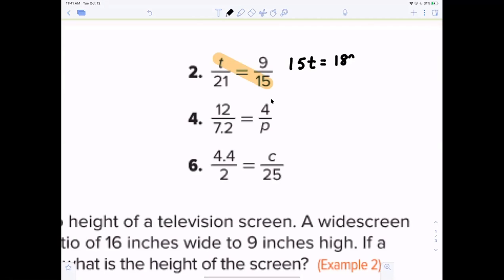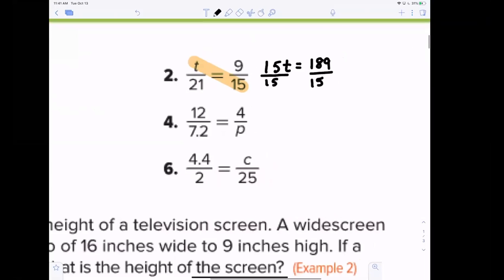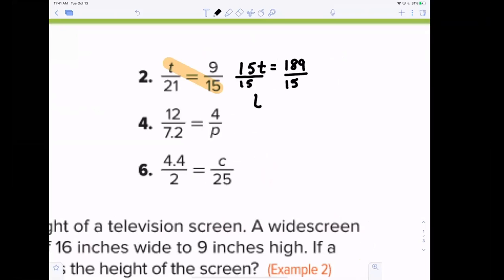And that's why I'm allowing you to use your calculator, but I still want to see the work. 189. Yes, thank you. And then divide that for me. t equals 12 point what? 12.6? Is everybody okay with that? Yep. Remember, guys, follow along with me. Everybody happy?